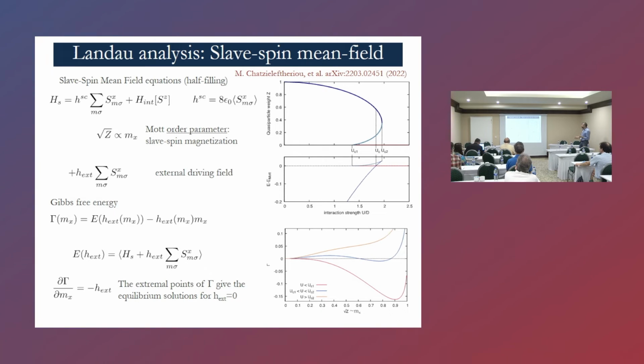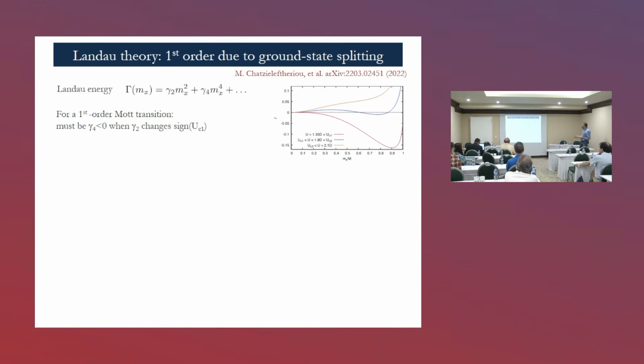Now, why does the Hund's coupling cause this? This can be understood by doing the analysis of the Landau energy. This double minimum structure is due to the fact that, as is well known, in order to have a first order transition you have to have a quartic coefficient in the expansion of the Landau free energy which is negative when the second order coefficient changes sign. So you have this maximum, and then higher order coefficients imply a second minimum here.